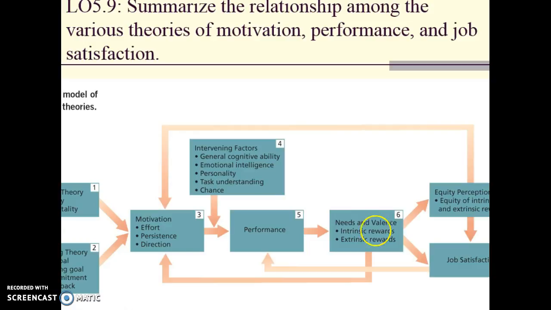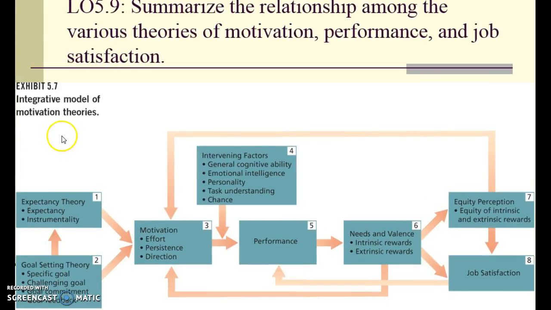Here we see the graph of the integration model of motivation theories. Here we have expectancy theory, with expectancy and instrumentality, and in second place goal-setting theory: specific goal, challenging goal, goal commitment, and feedback. Theories 1 and 2 lead to motivation, which is another theory with effort, persistence, and direction.